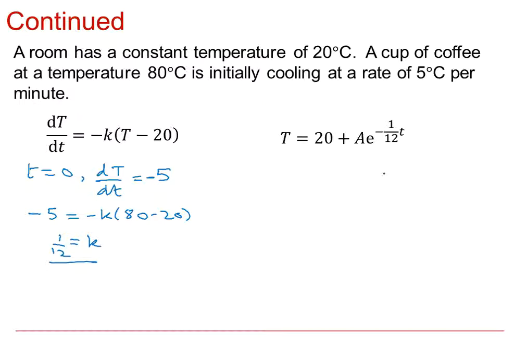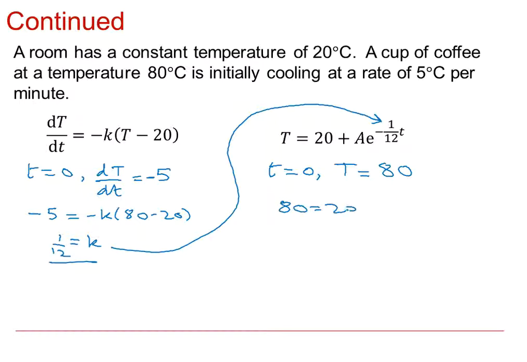So now we can put the value of k into our general solution, so that's where we're at now, and we need to use the condition that initially, so that's time is 0, the temperature of the object was 80. That will give us 80 equals 20 plus A e to the 0. So that's 60 equals A, and e to the 0 is 1. So we now know that A is 60, T is 20 plus 60 e to the minus a 12th of t.